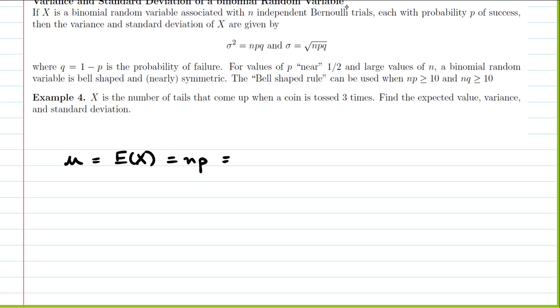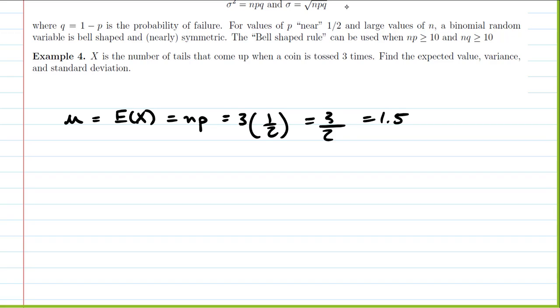So our coin is tossed 3 times, so that's n, and we want to know the number of tails that come up. So if we call our success a tail on a fair coin, that's going to be 1/2. So 3 times 1/2 gives us 3/2, or 1.5. So the expected value on a fair coin would be that we get 1.5 tails. That seems reasonable. So find the expected value, the variance, and the standard deviation.